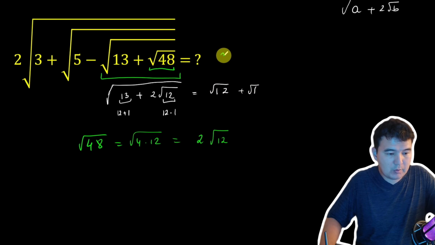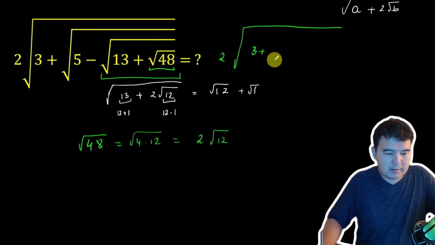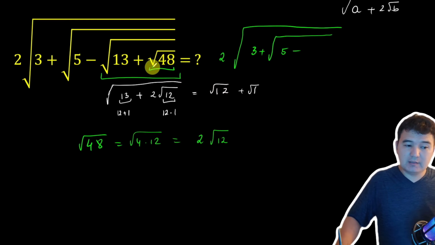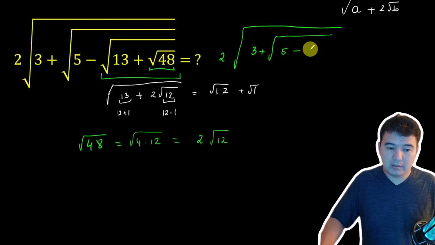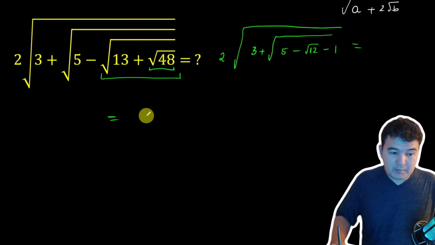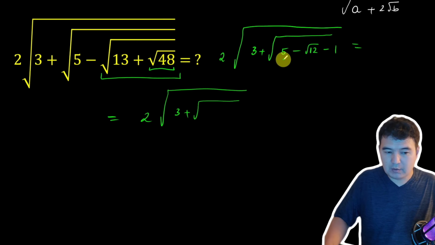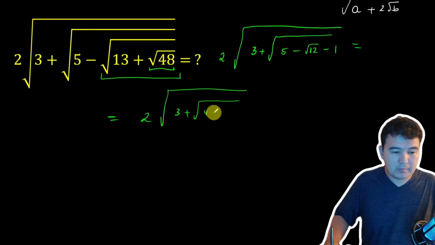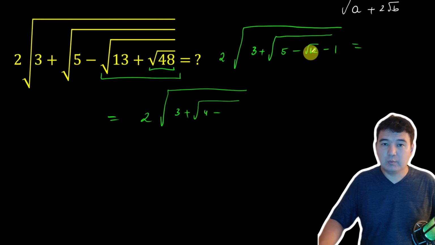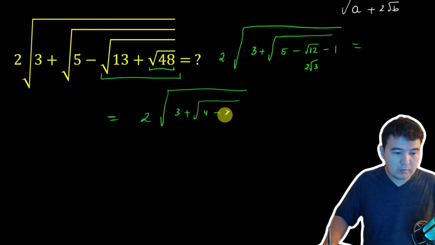My expression becomes 2 multiplied by, so what we have, 3, right? 3 plus another square root, 5, minus. Now instead of writing this 13 and 48, I'm going to write square root of 12 minus square root of 1, which is just 1. So that gives me 2 under the square root 3 plus square root of, now 5 minus 1 is 4, 4 minus, and I'm going to rewrite this square root of 12 as 2 root of 3. If you take the 2 inside the square root, it's 4, so that's 12.